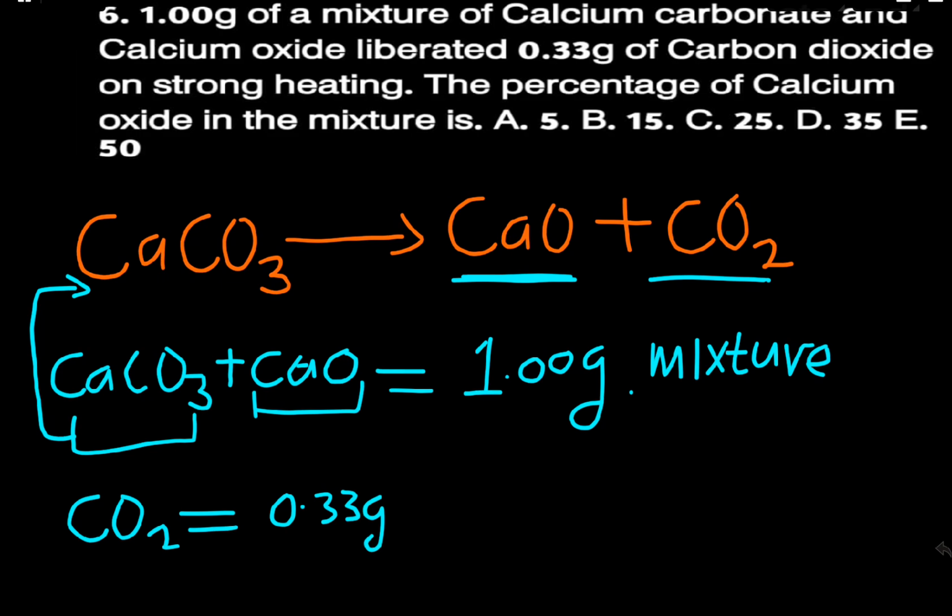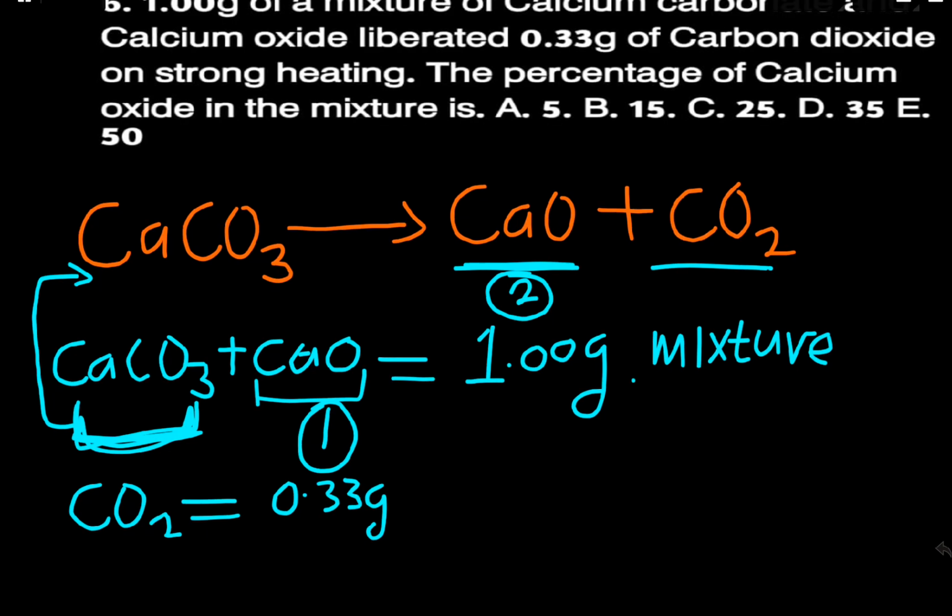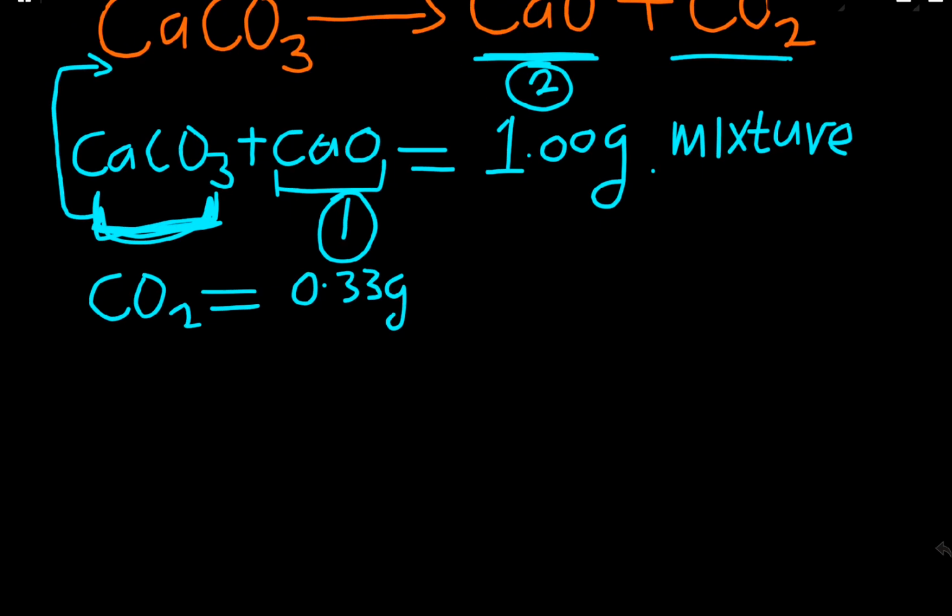So the first thing we need to know now, since we are given calcium oxide 1 in our mixture, and we can also get calcium oxide 2 when we heat calcium carbonate, which is this. When we heat this calcium carbonate, we need to solve for the mass of calcium carbonate, and in doing that, we'll use the mole relation.